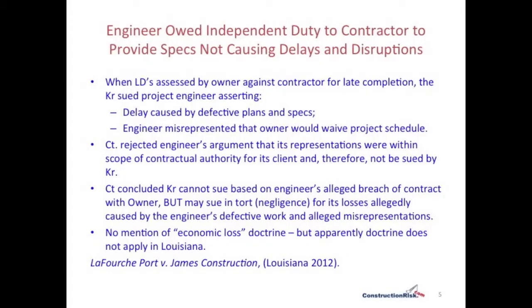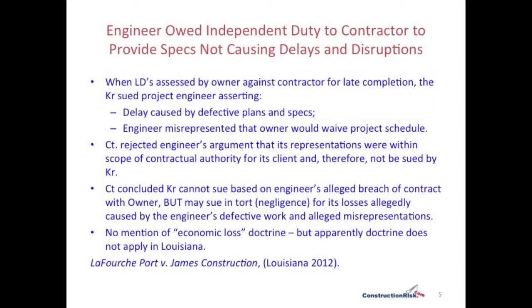But this court said the contractor cannot sue based on the engineer's alleged breach of contract with the owner. However, the contractor may sue in tort for negligence for its losses that were allegedly caused by the engineer's defective work and alleged misrepresentations. Now, what the court said was the contractor wasn't suing for the defective work itself, it was suing for the losses caused by that defective work, and that somehow made the suit okay. It's interesting here that the case makes no mention of the Economic Loss Doctrine, at least by name. It doesn't even mention it. And apparently, the doctrine doesn't apply in Louisiana.